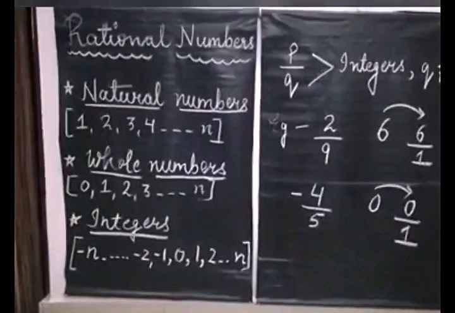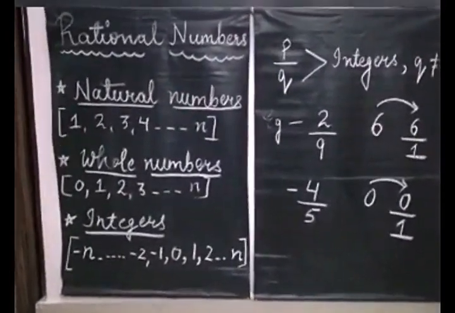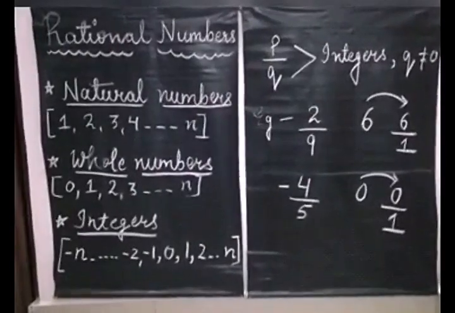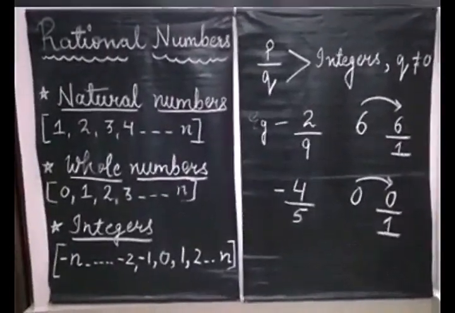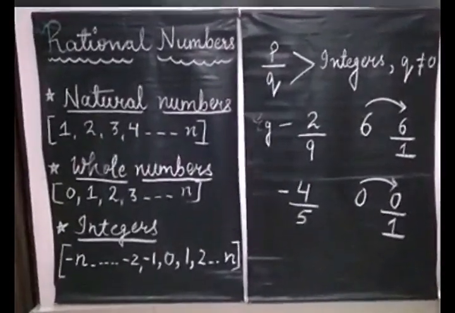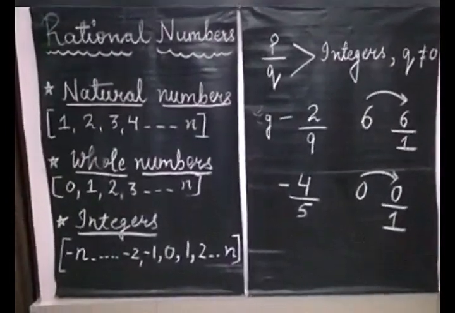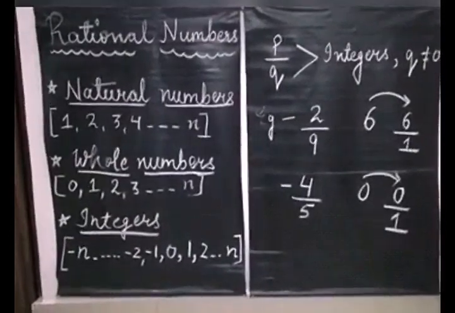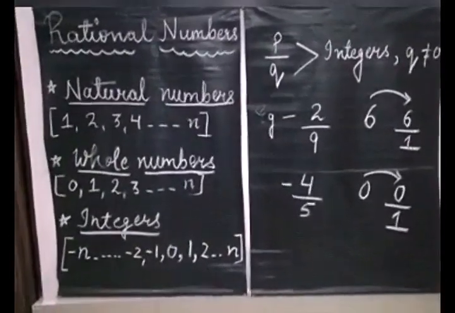I hope you have learnt about rational numbers and the picture of rational numbers is clear in your mind. I repeat, rational numbers are those numbers which can be expressed in the form of p by q, and p and q both are integers and q must not be equal to 0.